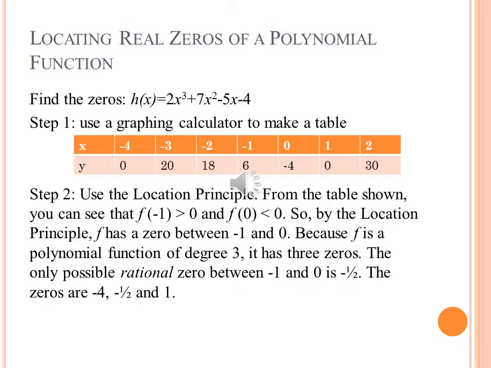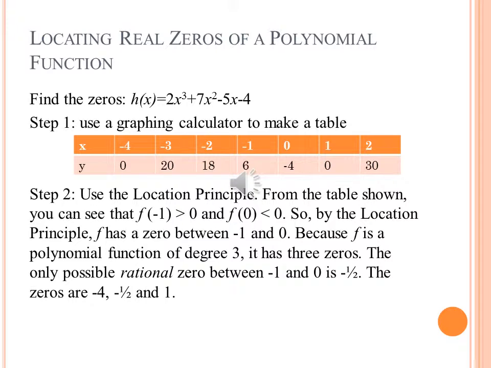I'm going to want to find the zeros of the function h of x equals 2x to the third power plus 7x to the second power minus 5x minus 4. My first step, I'm going to use a graphing calculator to make a table. Step 2, I'm going to use the location principle. From the table shown above that I have created, you can see that f of negative 1 is greater than 0 and f of 0 is less than 0. So by the location principle, f has a zero between negative 1 and 0.